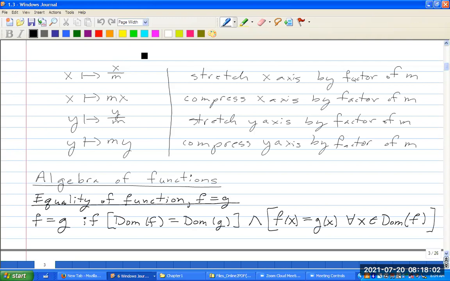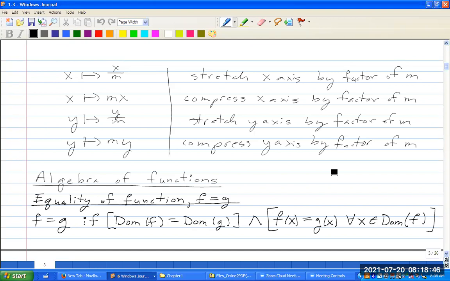Next, let's replace x here by mx. Well, if I do that, then I'm going to compress. I'll shrink my x-axis by a factor of m. Next, if I replace y by y over m, then I'm going to stretch the y-axis by a factor of m. And if I replace y by my, I will compress the y-axis by a factor of m.